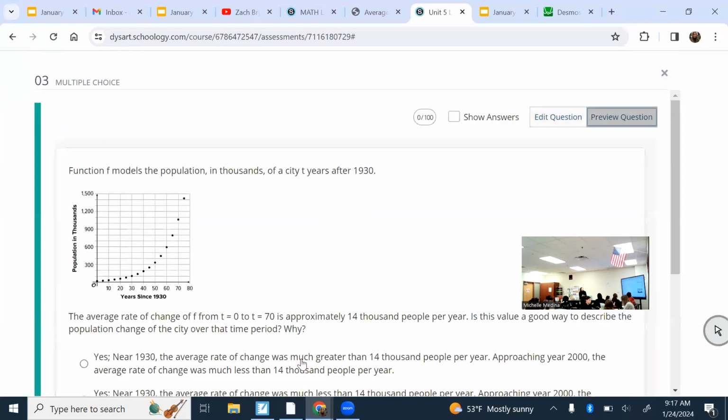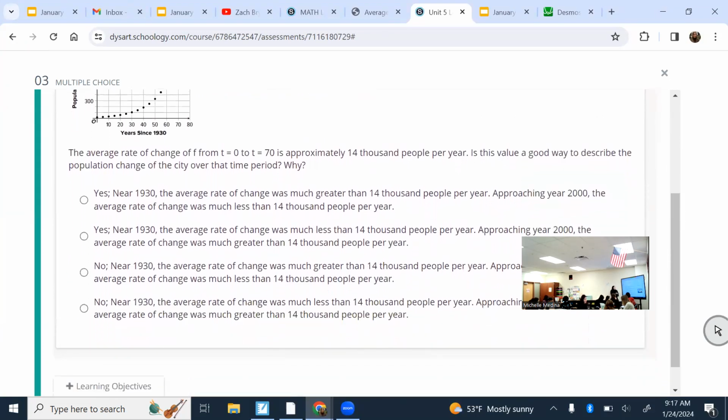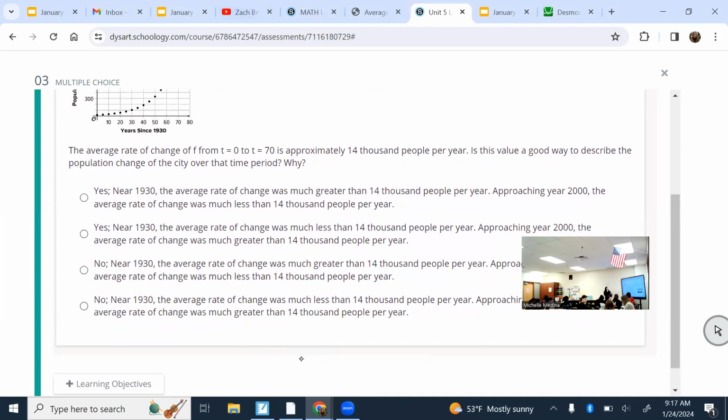So, function F models the population in thousands of a city 2 years after 1930. The average rate of change. Okay, can you guys just chill for a second so it's not so loud in here. But the average rate of change from t = 0 to t = 70 is approximately 14,000 people per year. Is this value a good way to describe the population change of the city over that time period?